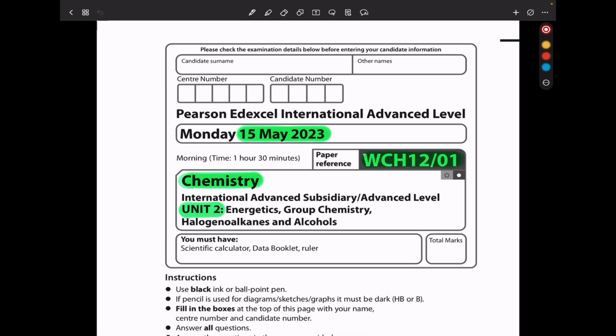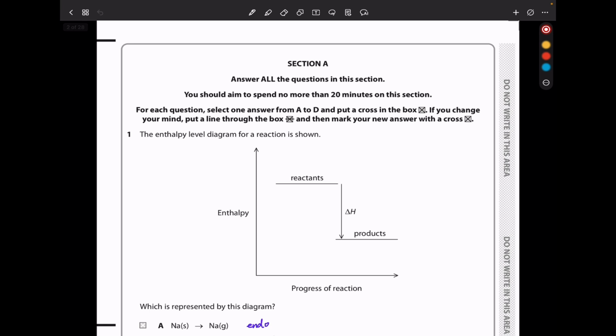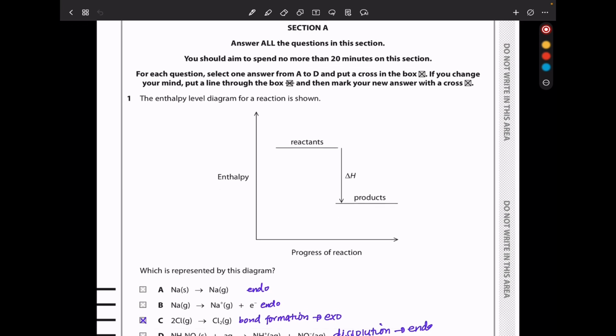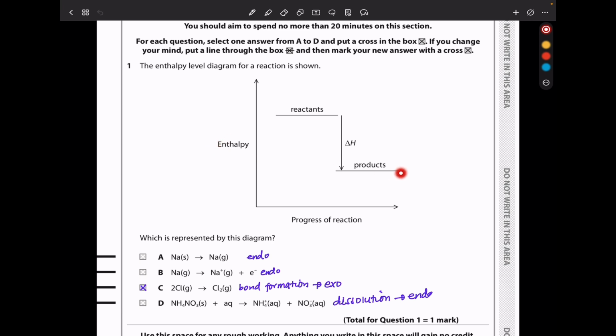Today we're doing the Pearson Edexcel International A-Level Chemistry Unit 2 for May 2023. Let's begin with the first question. Question 1 says the enthalpy level diagram for a reaction is shown. So this is the enthalpy level diagram.